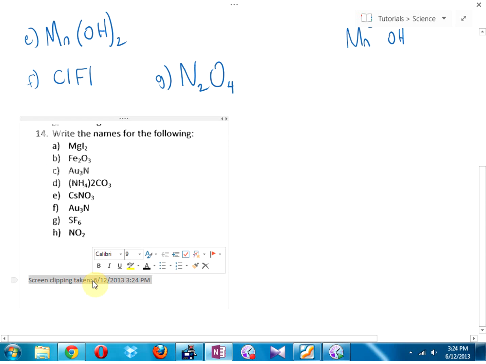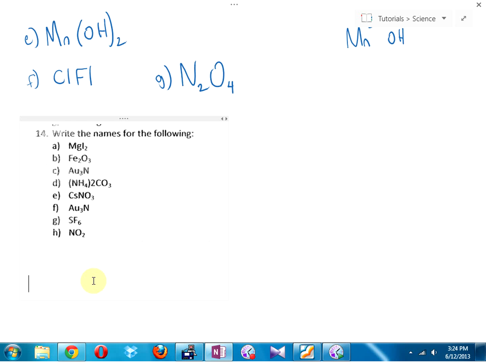What you have to do is identify ionic, covalent, ionic ide, unless it's a polyatomic, then just use the name. Covalent prefixes. So you ready? Look at that first one, 14A.